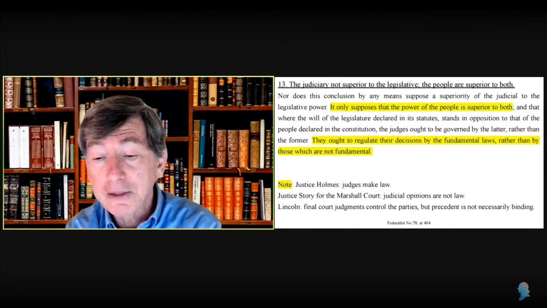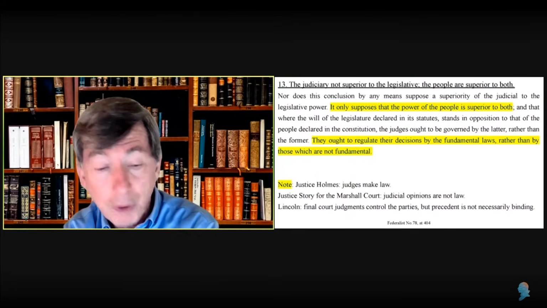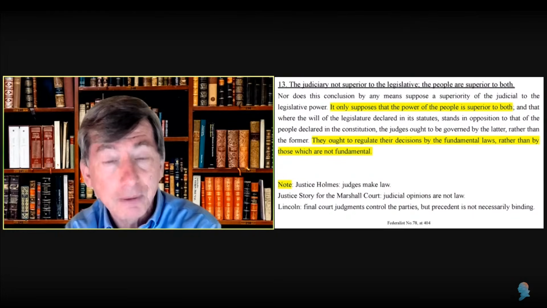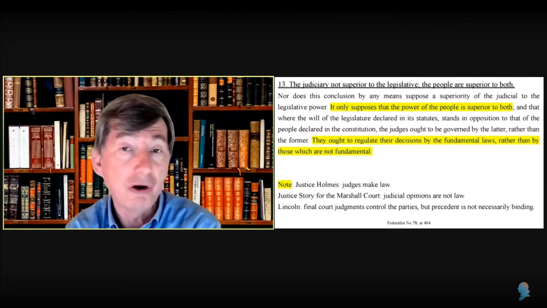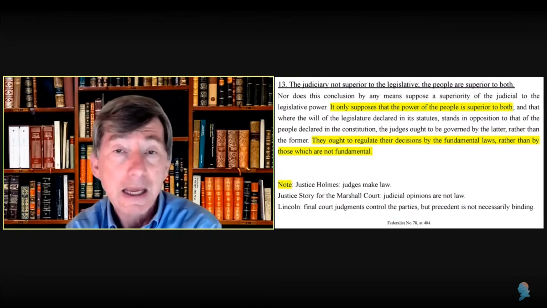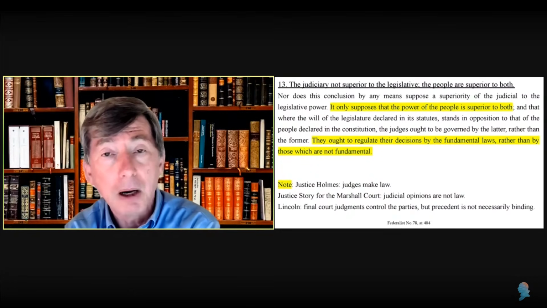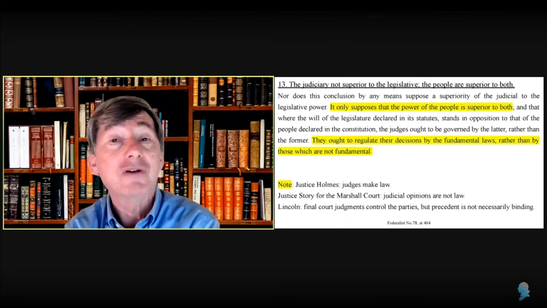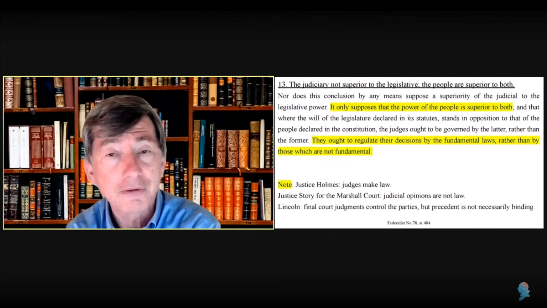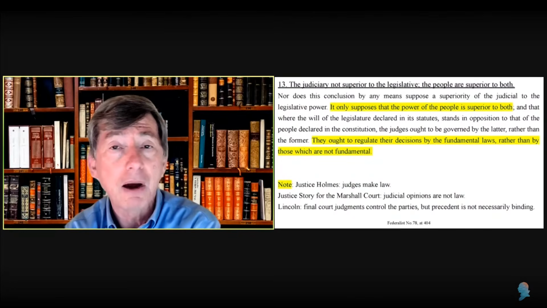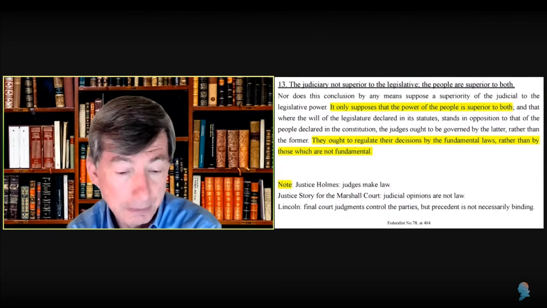They ought to regulate their decisions by the fundamental laws rather than those which are not fundamental. And in Marshall's opinions, as I tried to show previously in McCulloch and here in Marbury, and as confirmed by Justice Story in his Commentaries on the Constitution, it was all about the text of the Constitution, the Federalist Papers, and the decisions of the Marshall Court. They were all in sync.